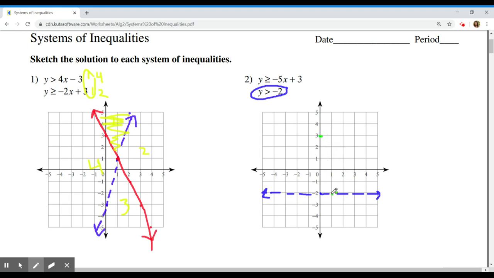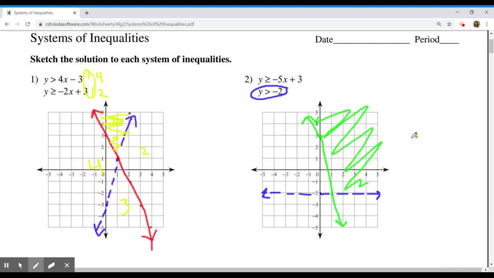So again, if it was just a system of equations, that would be my solution. But I'll graph this line. And now I have 4 regions, and I'm trying to figure out which one works. Anything greater than the blue line is anything up here. Greater than my green line is going to be over here. So I would shade this region.